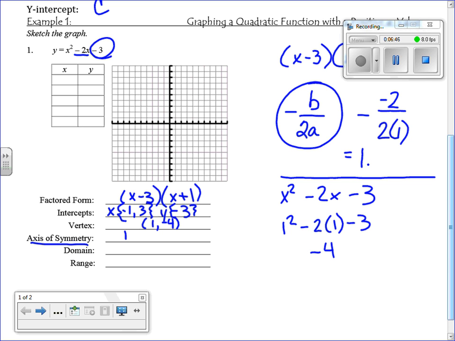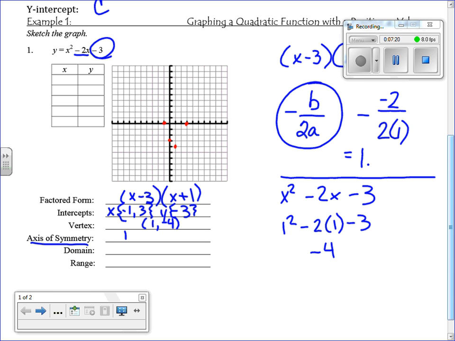Okay, I'm going to go ahead and start putting some of these points in. My y-intercept is negative 3. 1, 2, 3. My x-intercepts, or my zeros, are negative 1 and positive 1, 2, 3. My vertex is 1, negative 4. 1, 2, 3, 4. All right, here we're starting to take shape.